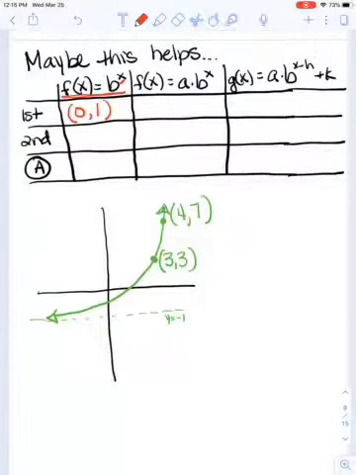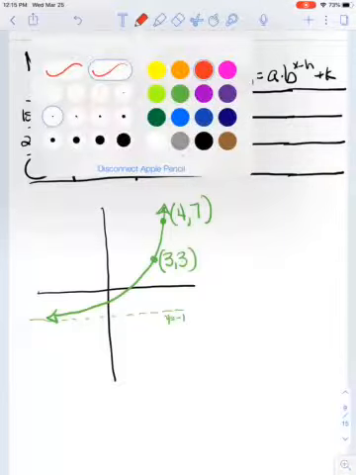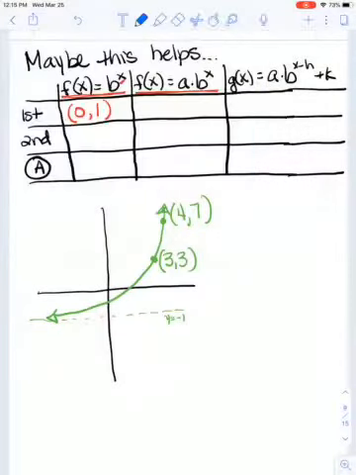If my equation was already in the form a times b to the x, then if I plugged in 0, b to the 0 is still 1, but now I'd multiply that answer by a. So now what would happen if I move that right or left, up or down?